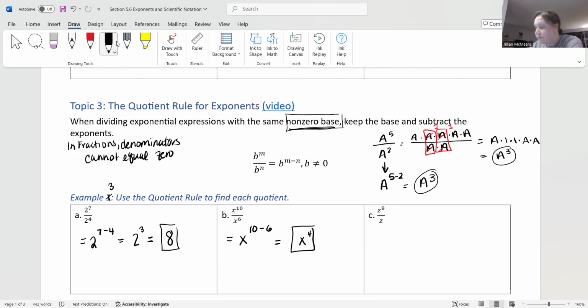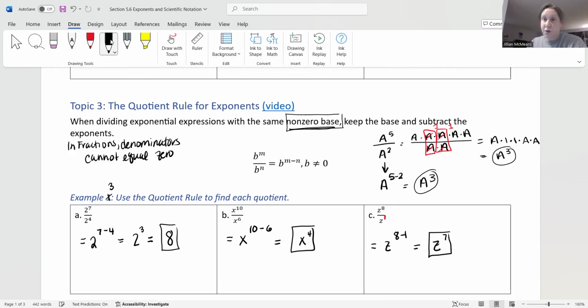All right. And then finally, for this video, we're going to wrap it up. We have z to the 8th power divided by just plain old z. And remember, if you have just a plain old variable, it's technically that variable to the 1st power. So we don't generally write the 1, but just know it's secretly there. So we would say, hey, we're dividing two things that have the same base. We want to keep the base of z and then subtract the exponents, top minus bottom. So we get 8 minus 1. This would be z to the 7th power.